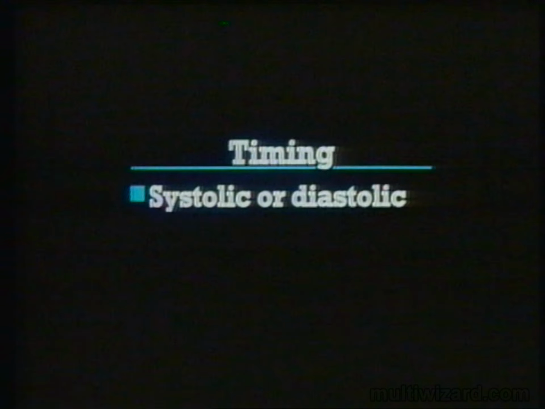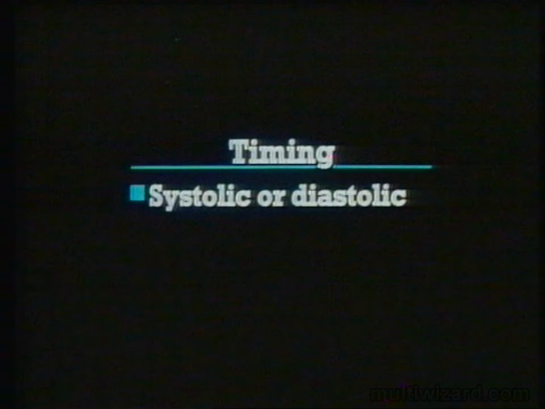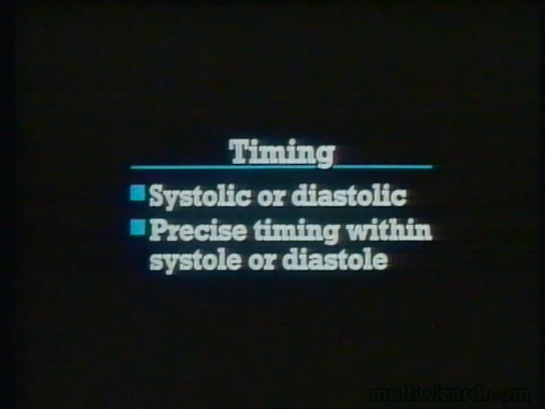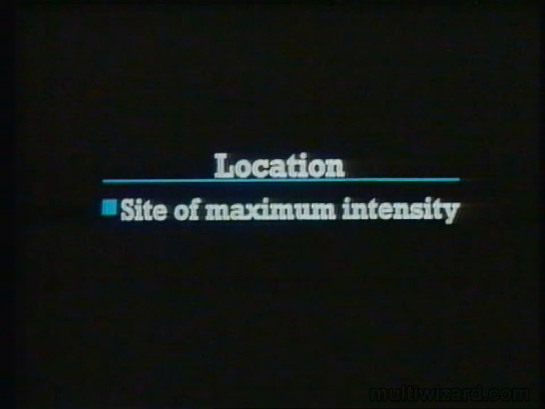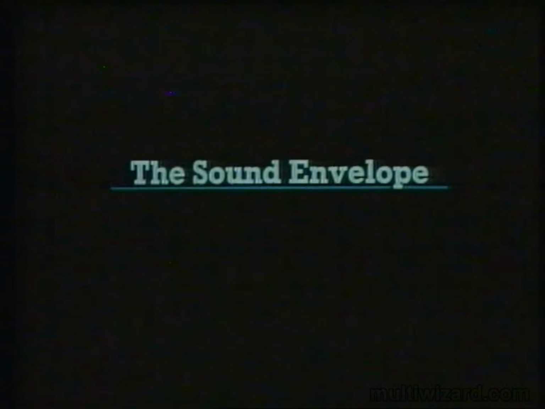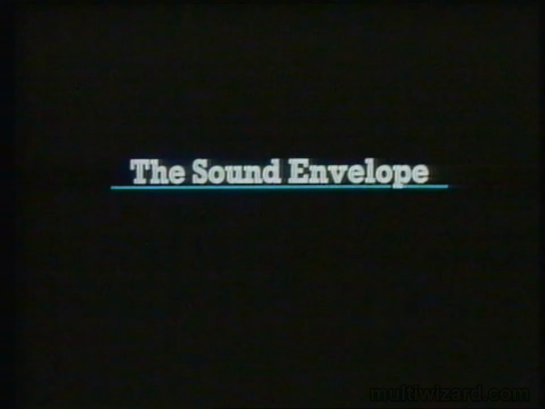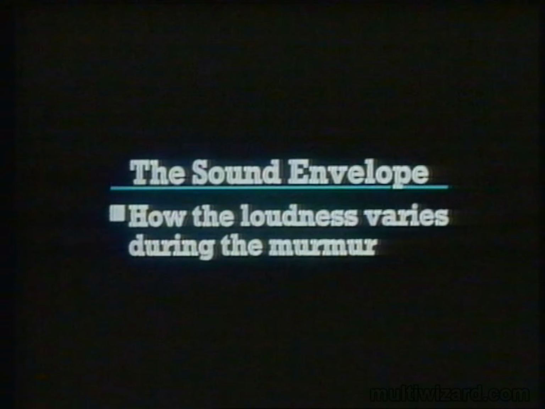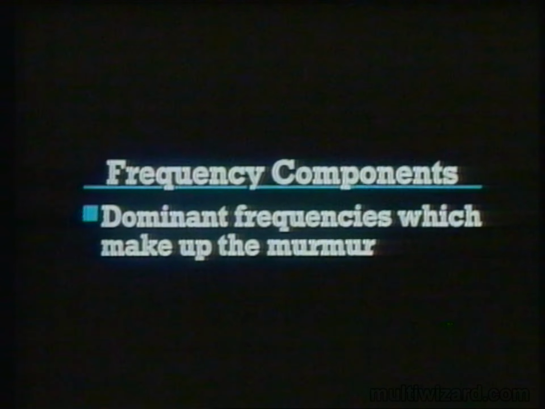Timing. We need to know whether it is systolic or diastolic. In addition, we need to know its precise timing within systole or diastole. Location. We need to know the site of maximum intensity and the directions of radiation, that is, of preferential conduction. The sound envelope. We need to know how the loudness of the murmur varies during the murmur. Frequency components. We need to know the dominant sound frequencies which make up the murmur. We will illustrate these features with specific examples.